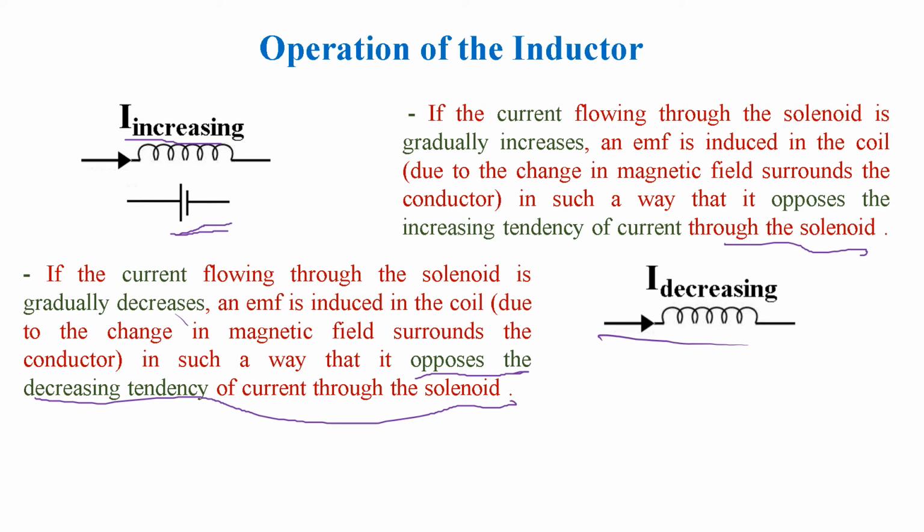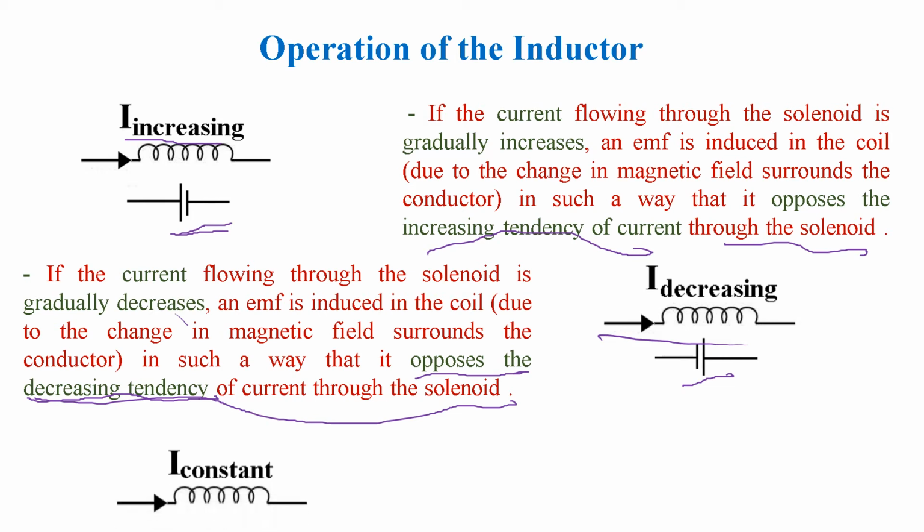So this is the basic tendency of the inductor. If the current is increasing, it tries to oppose the increasing tendency of the current, and if the current is decreasing, it tries to oppose the decreasing tendency of the current. In the second case, the EMF is induced in that direction so that it opposes the decreasing of the current through the solenoid.